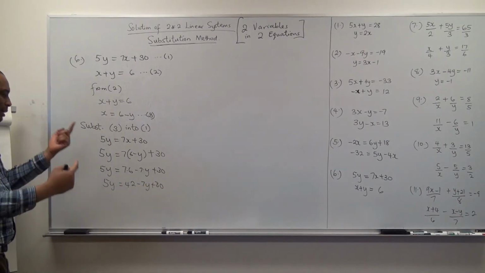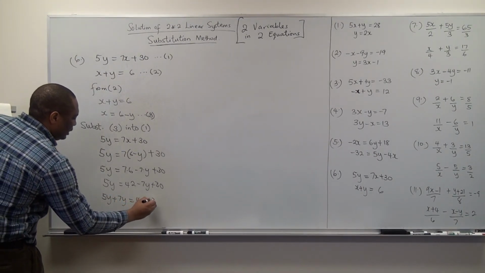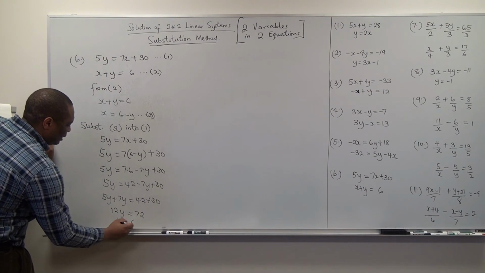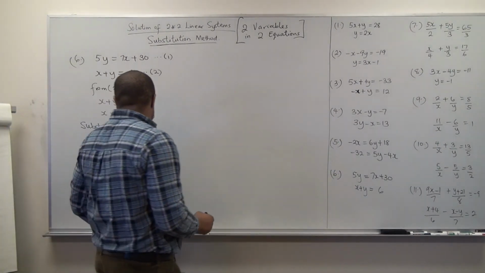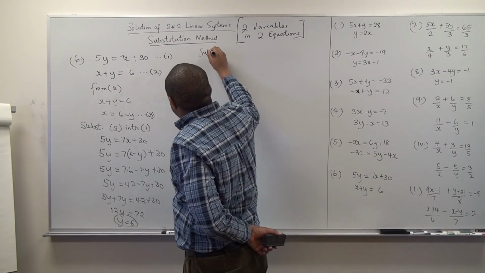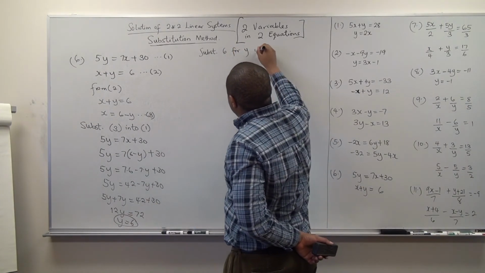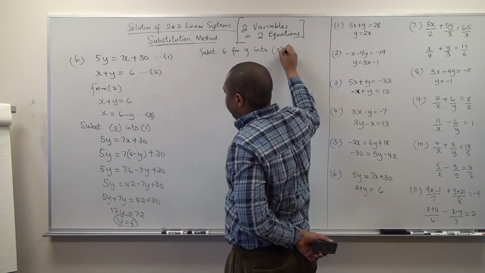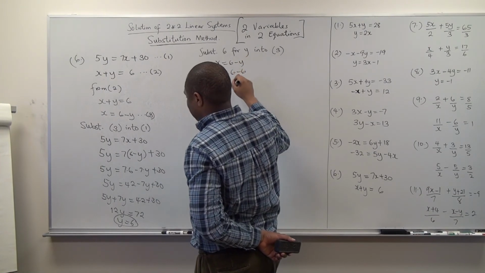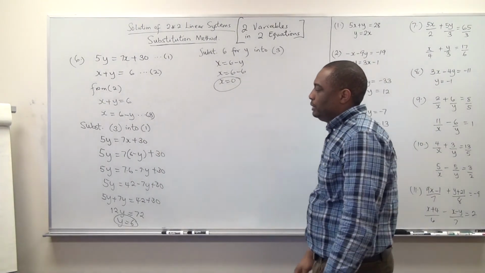You move, bring the like terms, right? So 5y plus 7y equals 42 plus 30. So this is 12y equals 72. And that gives us that y is equal to 6. Right? y is equal to 6. So you now substitute y equals 6 into equation 3. So x is equal to 6 minus y, x is equal to 6 minus 6, and x will be equal to 0. So y is equal to 6, x is equal to 0.